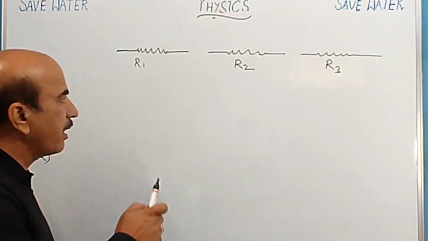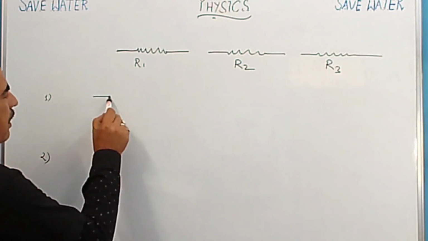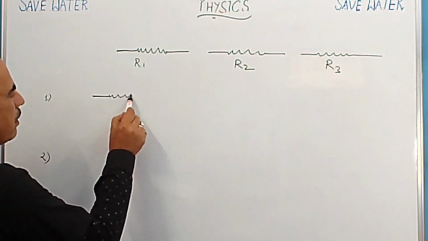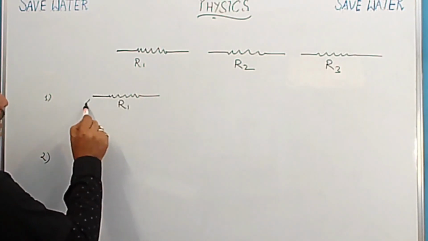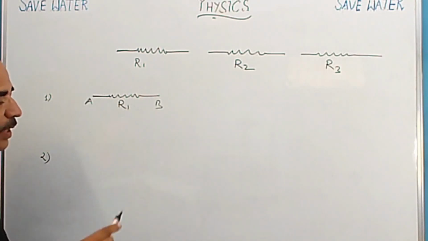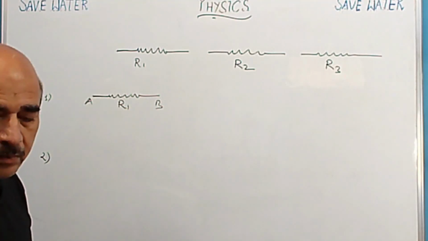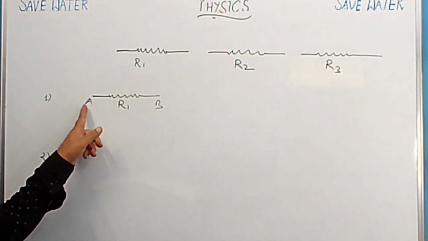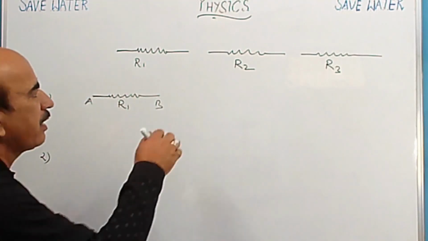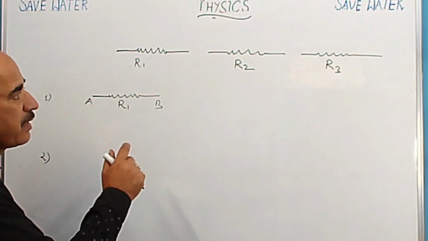तो first तो है कि इनको हम ऐसे ज्वाइन करें. This is R1 here. Okay. This is R1. Its end is A and its end is B. So this is the resistor R1. Okay, its ends are A and B. And first method इसको हम बात कर रहे हैं how these 3 can be joined.